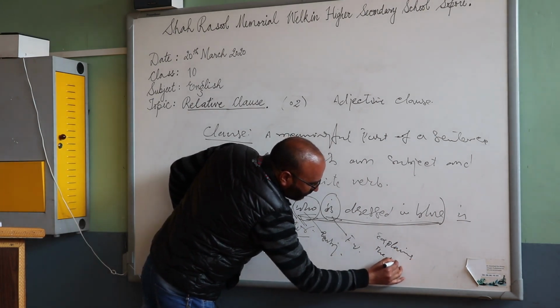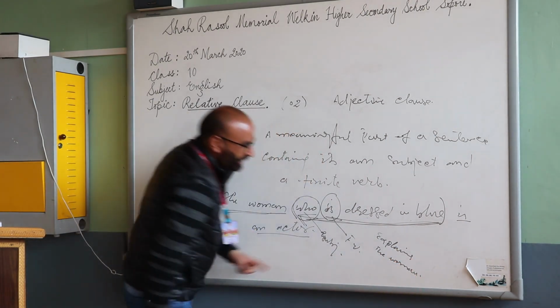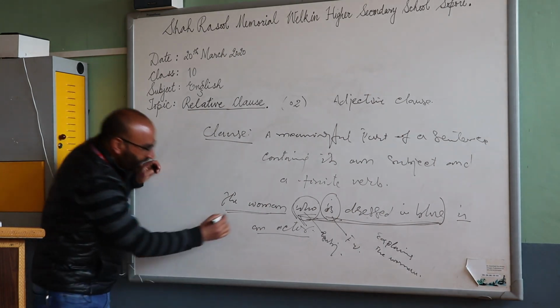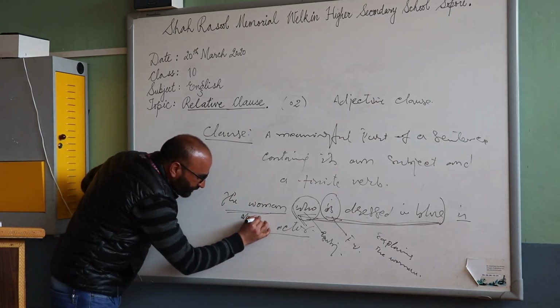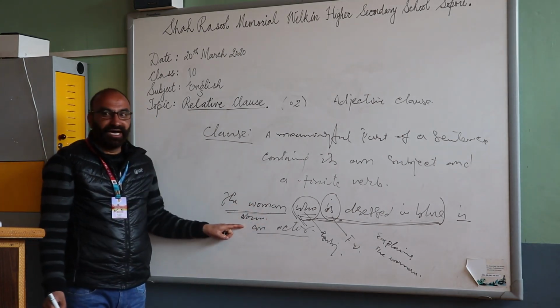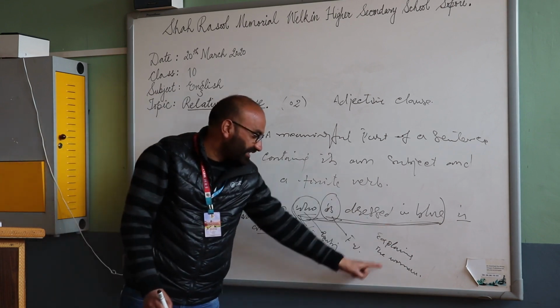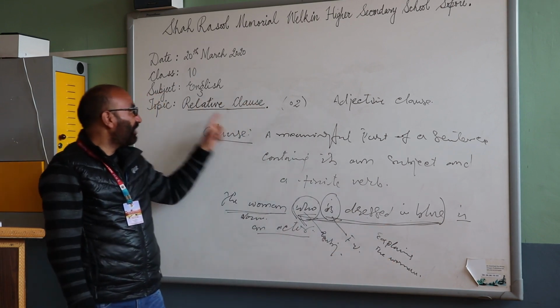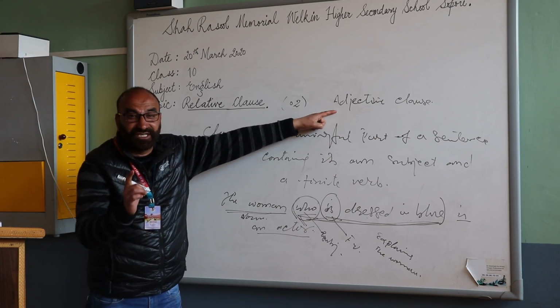Explains the woman. This part, who is dressed in blue. This woman is a noun. So, who is dressed in blue explains the woman. That's why it's called an adjective clause.